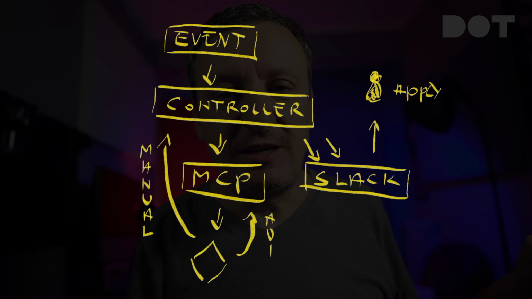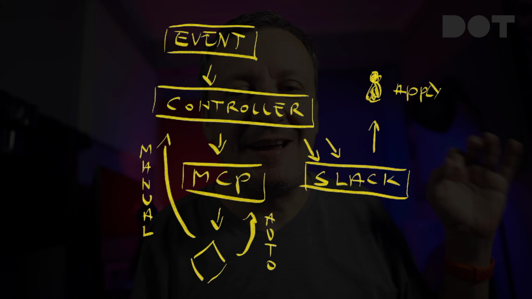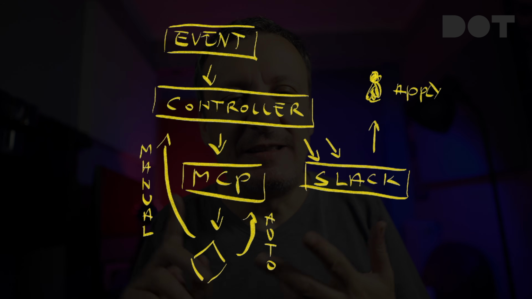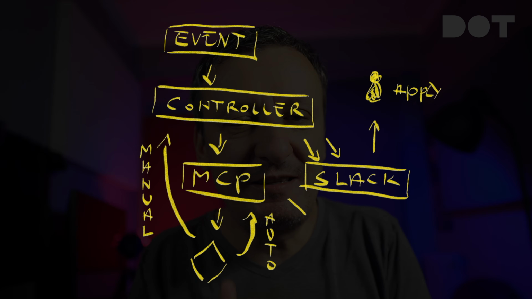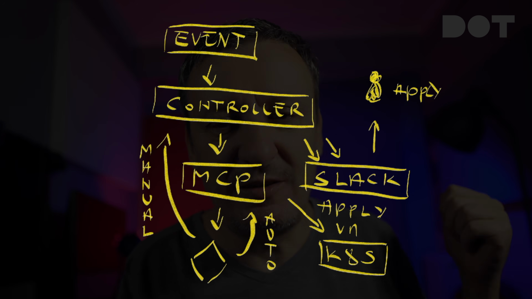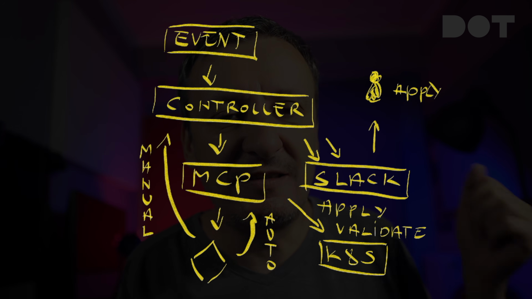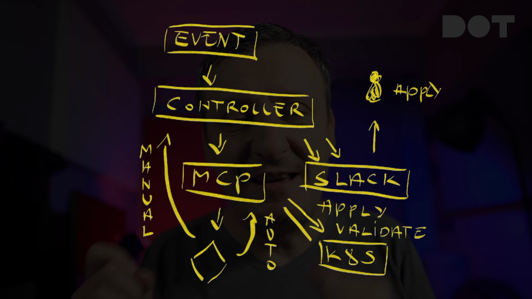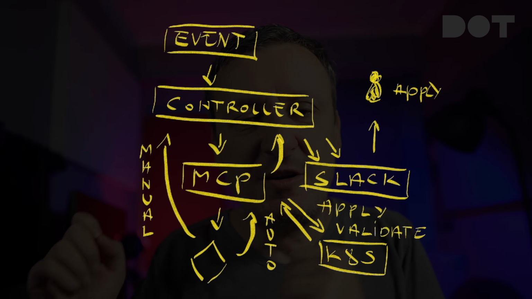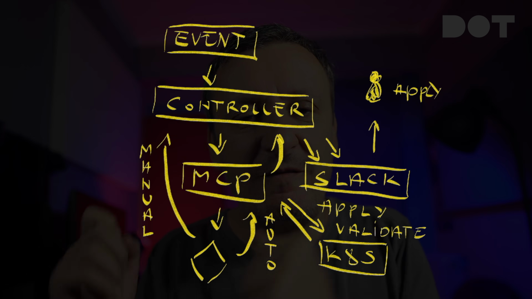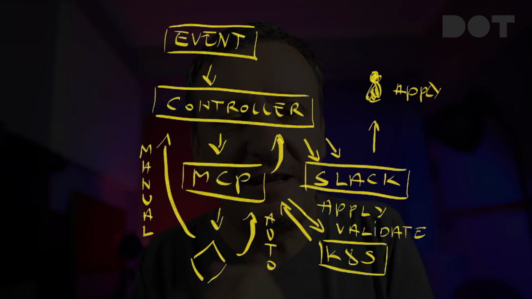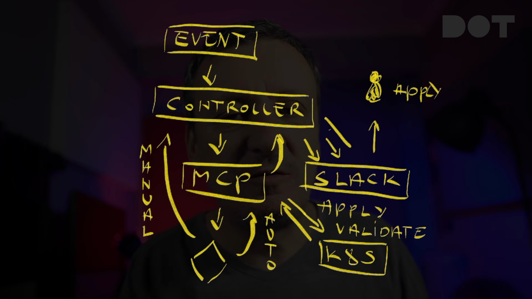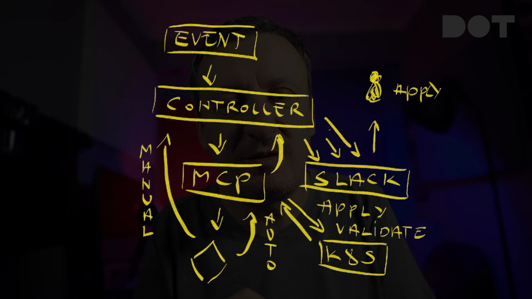The automatic remediation path happens when the confidence is high enough, the risk is acceptable, and the event type allows automatic mode. In this case, the MCP applies the remediation and validates it against Kubernetes. When that is done, the MCP responds back to the controller with not just the analysis, but also which remediation commands were executed and the validation results. The controller sends all of this to Slack. In both cases, we get full visibility through Slack about what was discovered and what actions were taken or recommended.